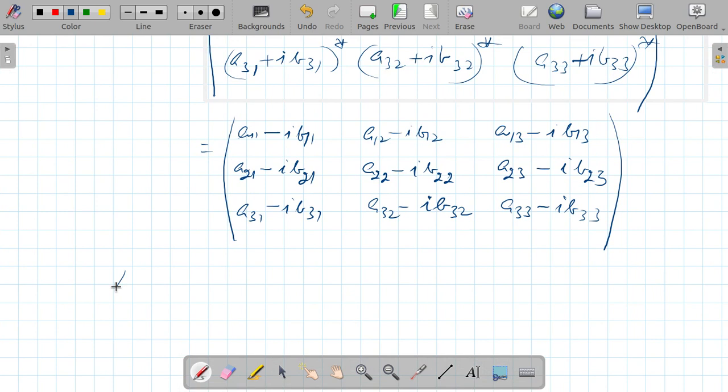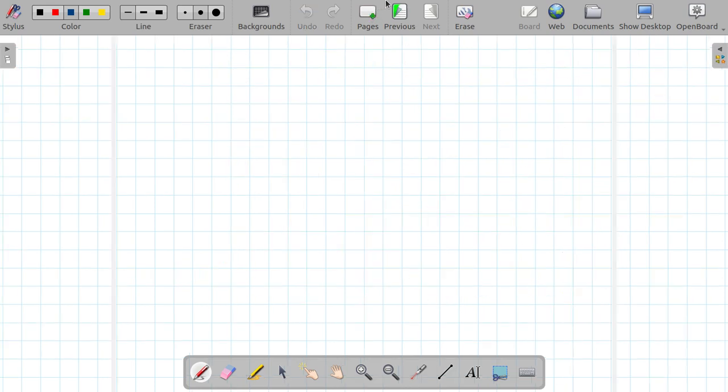In general, if a matrix is defined as Cij with m by n order, then its complex conjugate is the complex conjugate of every element. This is how we will define a complex conjugate of a matrix. Then next, let us talk about transpose of a matrix.